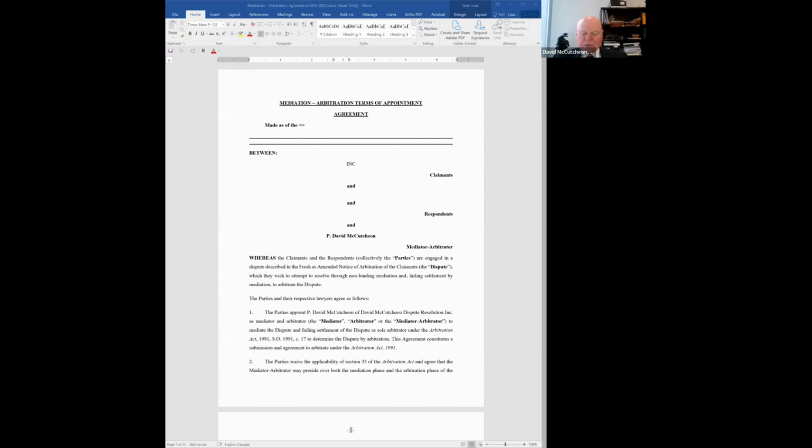And I also ask them if they're prepared to put any of the evidence from the mediation on the table by consent to start the arbitration. If they don't, then we start a normal arbitration from ground zero. It seldom happens, but it does happen occasionally.